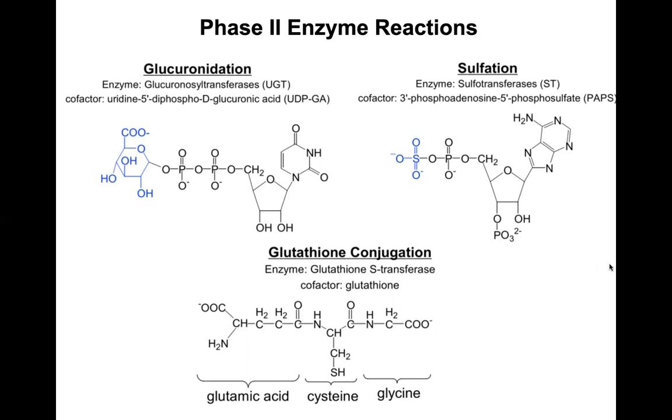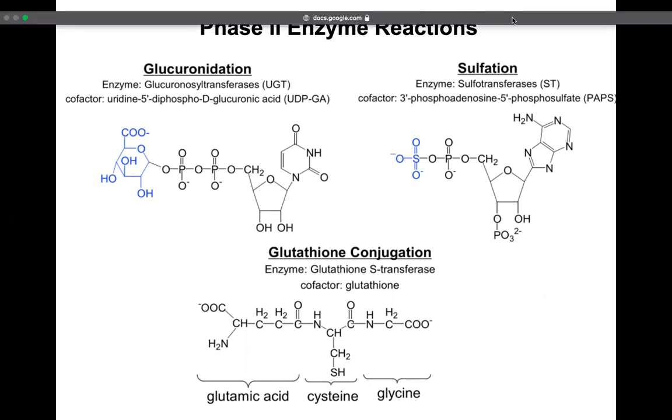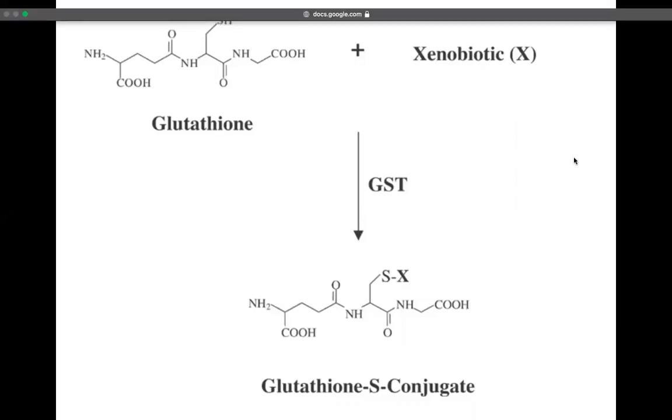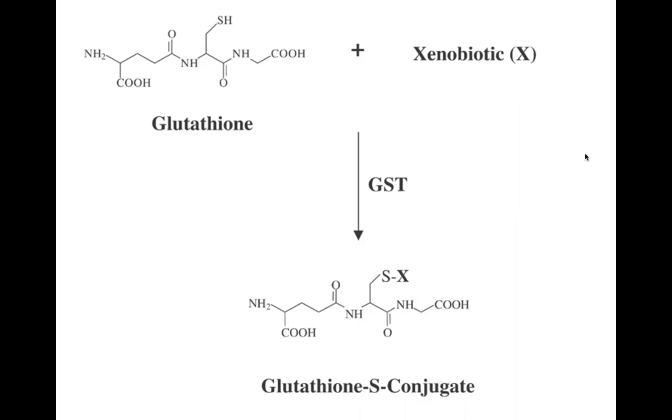These phase 2 enzyme reactions are involved in the excretion of some xenobiotics in our body, including by GST. As we can see here in the picture, the glutathione and xenobiotic, helped by the enzyme GST, will transform or make glutathione as a conjugate to be excreted from our body.